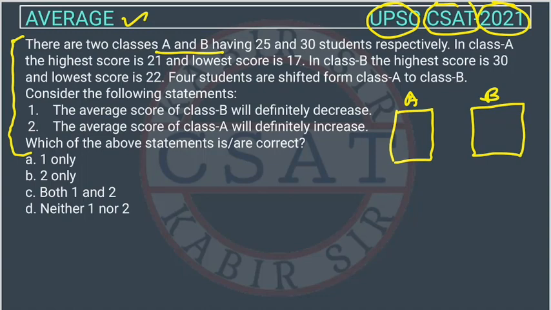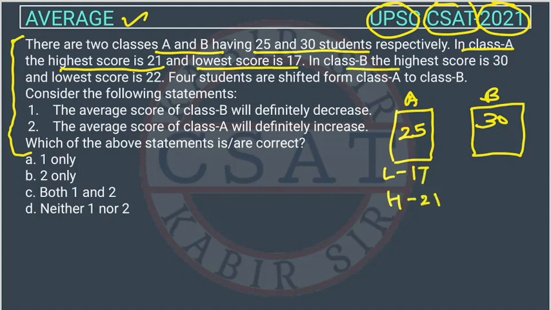So what is given? Having 25 and 30 students. Here we have 25 students and here we are having 30 students. In class A, the highest score is 21 and the lowest score is 17. In class B, the highest score is 30 and the lowest score is 22, right? So this information is given.